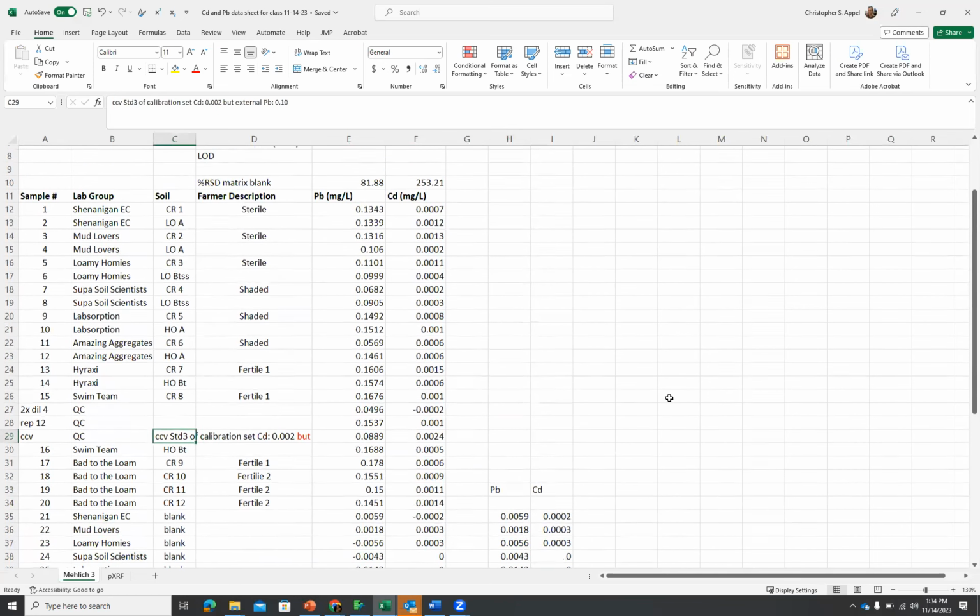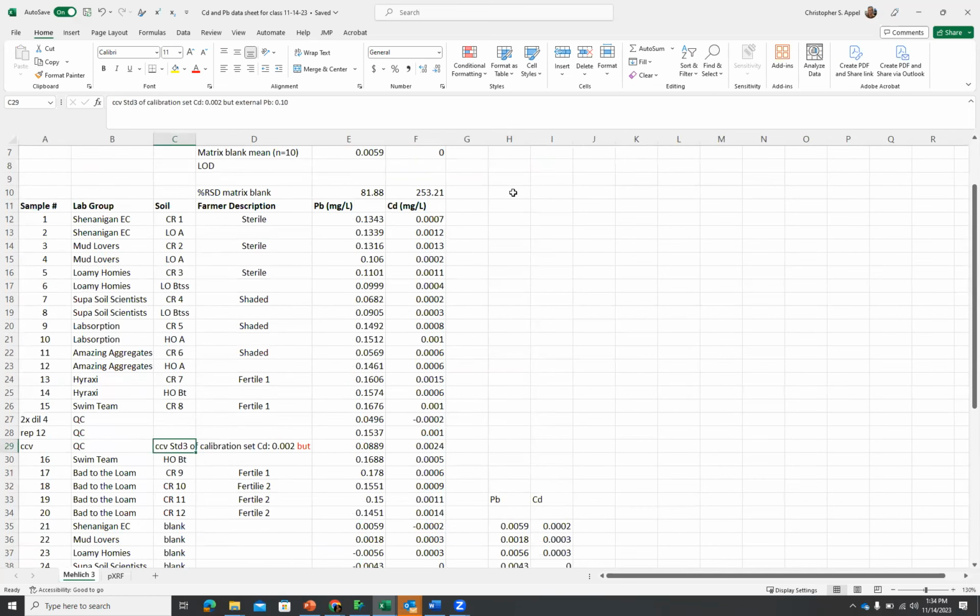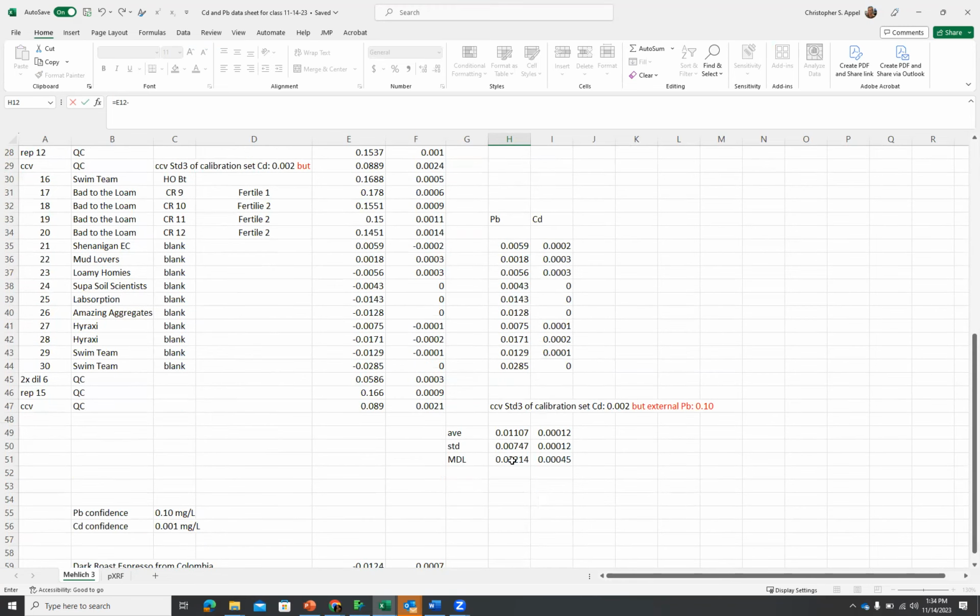No, I don't. All right, so I am just going to make a column up here that says MDL comparison. And I'll have one for lead, one for cadmium. And what I'm going to do is take the measured value and I'm just going to say equals that measured value for whatever the sample is. And I'm going to subtract it from my method detection limit, which is here.